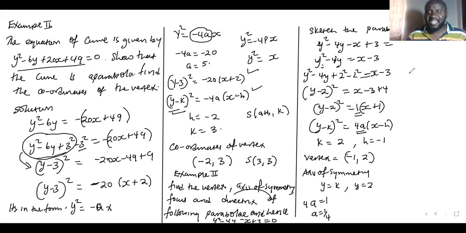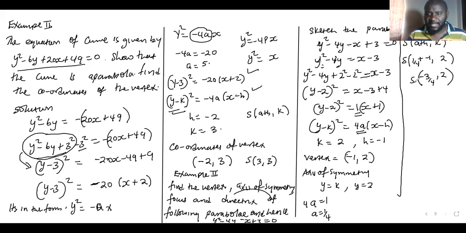They have gone further and asked us for the focus. Remember the focus S is a plus h and k. So the focus will be a quarter plus -1 and 2. The answer will give me -3 over 4 and 2 as my focus.